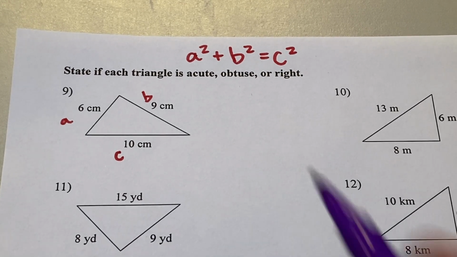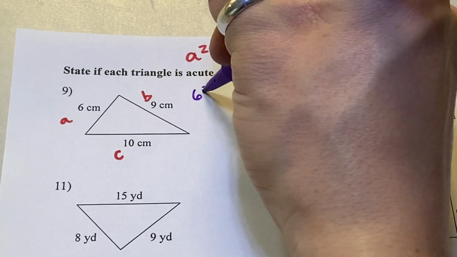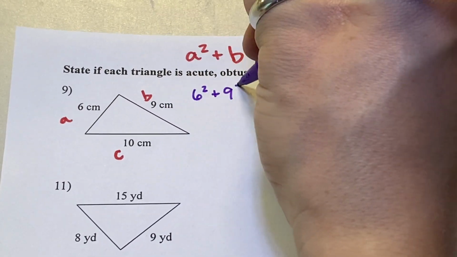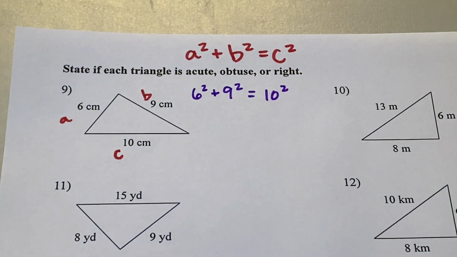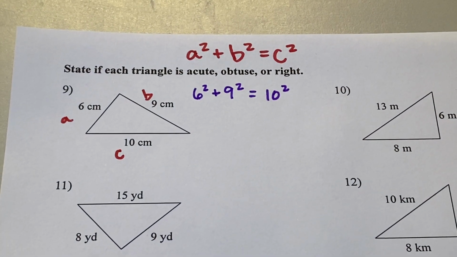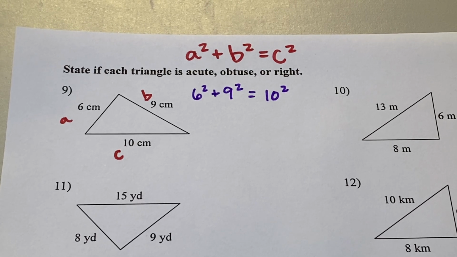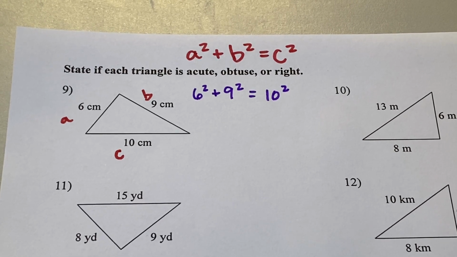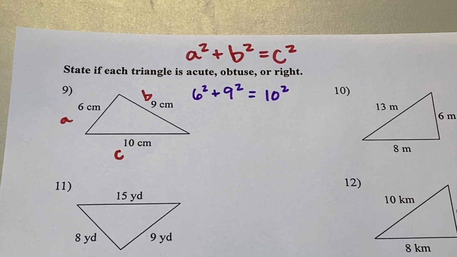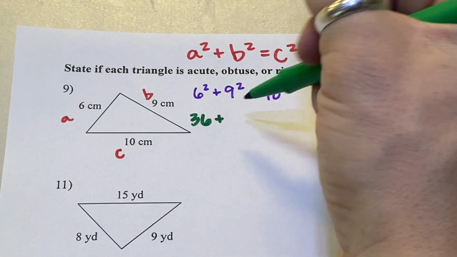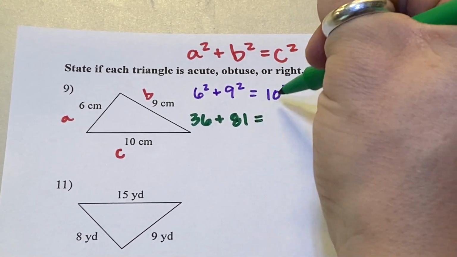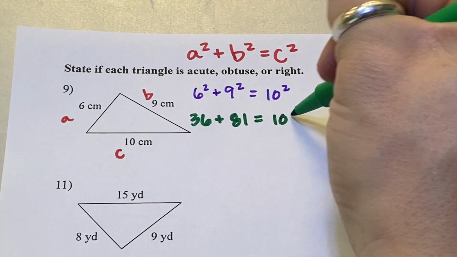Okay, so we chose 6 as our A, so 6 squared plus 9 squared equals 10 squared. Okay, notice there's no solving here, you guys. We're just seeing if the answers are equal at the end. You'll see what I mean by that. Okay, tell me, what is 6 squared? 6 times 6? 36. What's 9 squared? 81. What is 10 squared? 100.